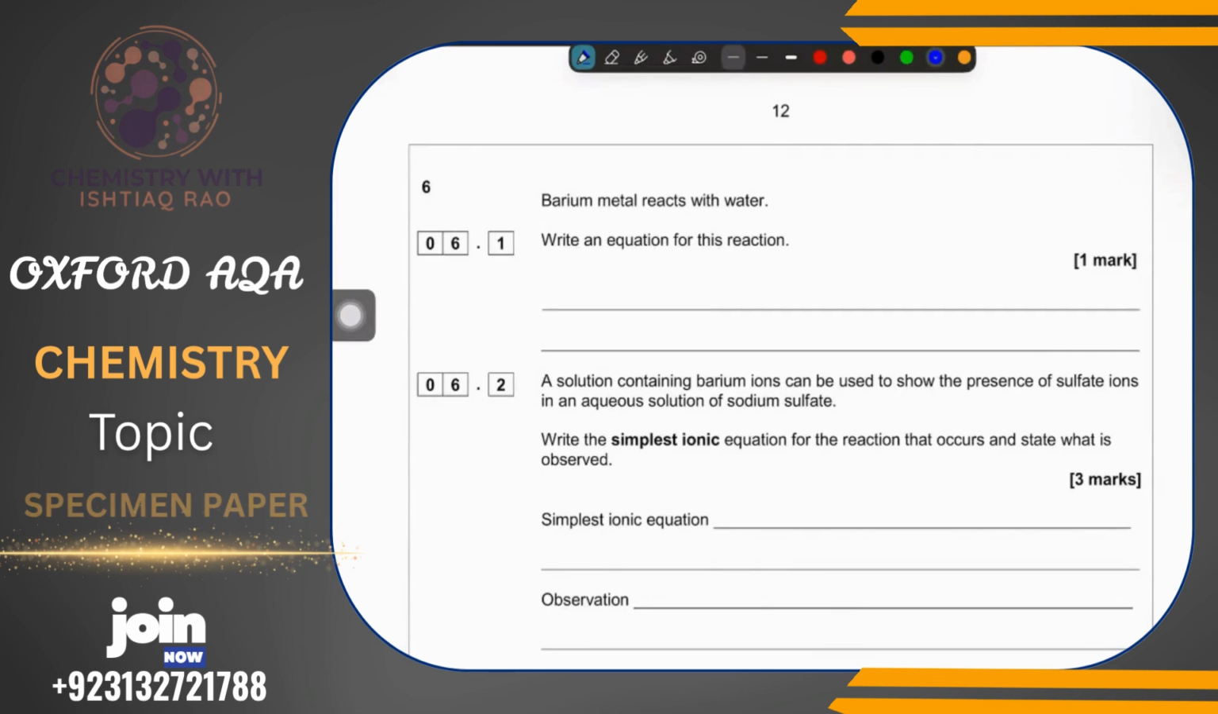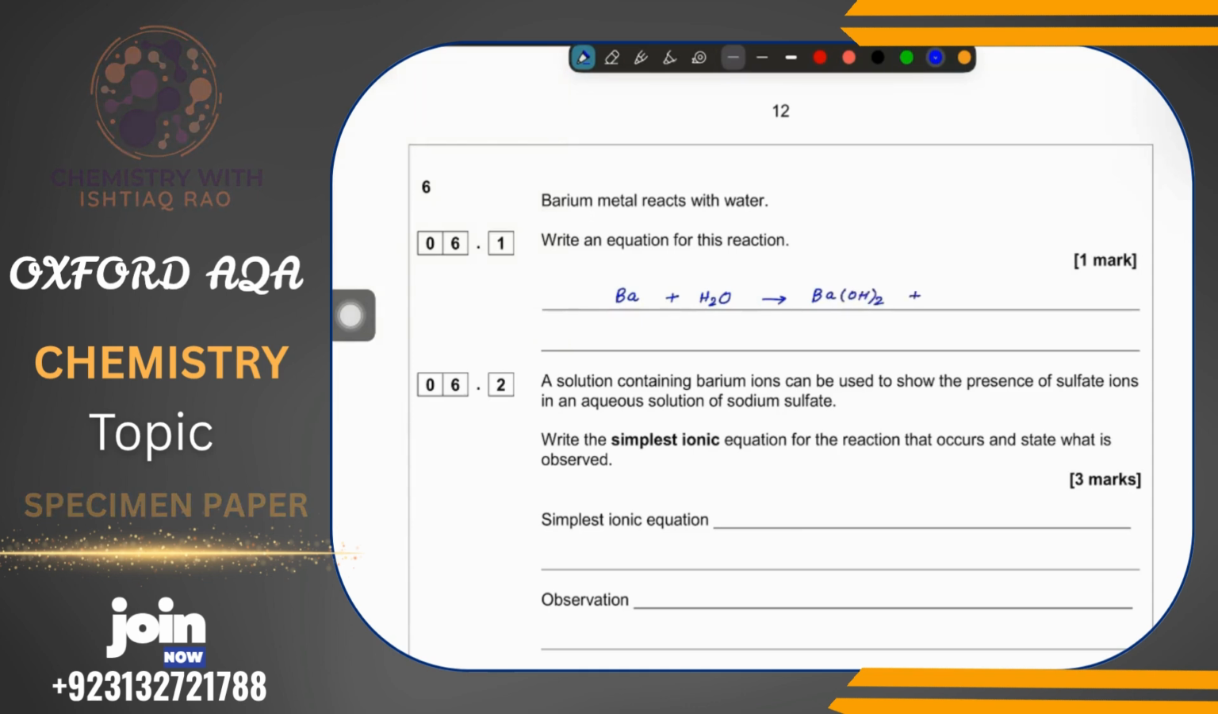Barium metal reacts with water. It's more reactive, as down the group reactivity increases. It's below group 2. Write an equation for this reaction. They haven't mentioned whether this is cold water or hot water. Remember, if nothing is mentioned, I would consider it cold water, at room temperature, of course 25 degrees Celsius. Barium will react with water to produce barium hydroxide, not oxide, barium hydroxide.